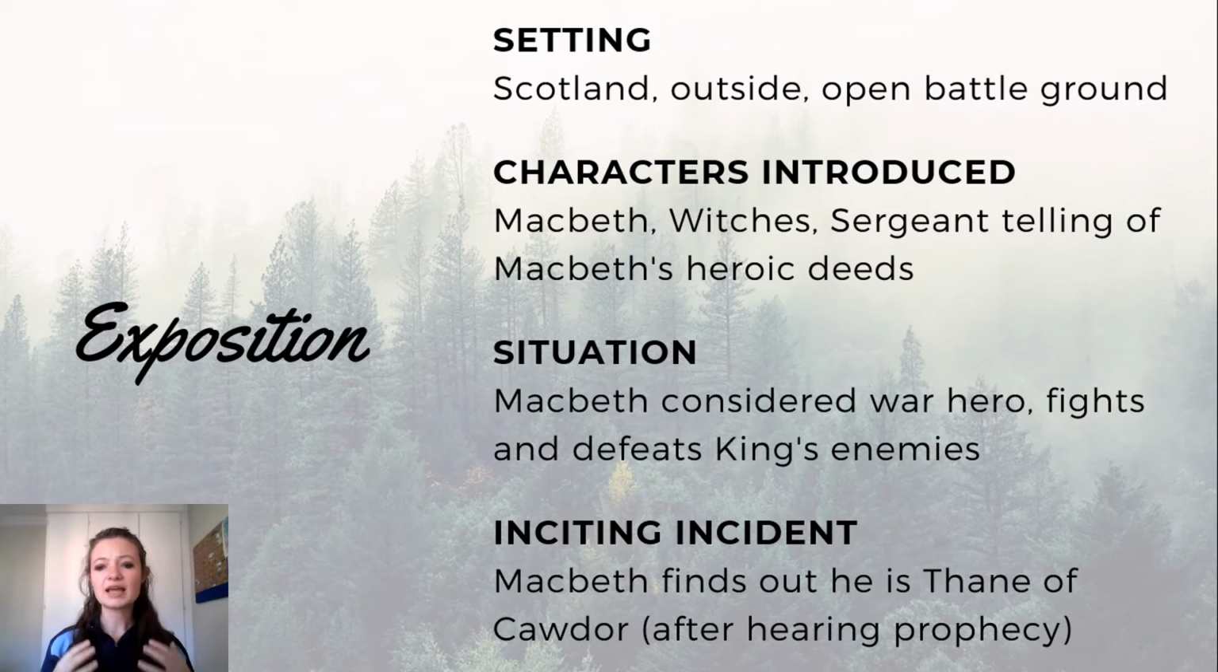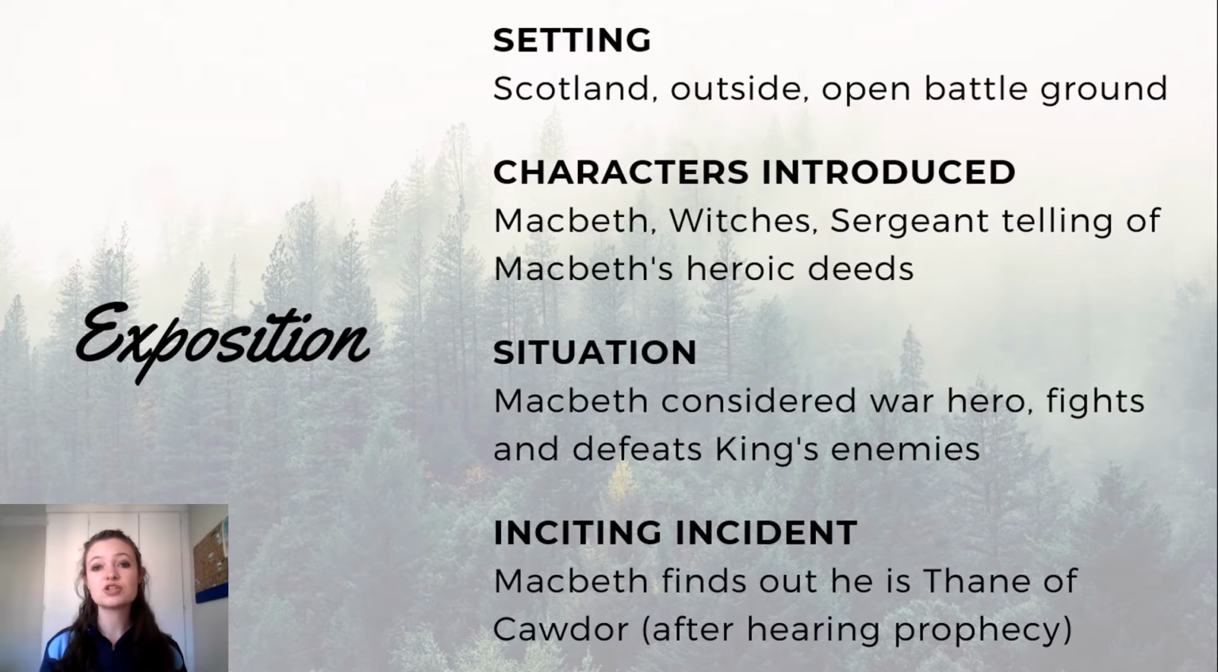So if we look at the exposition of Macbeth, we see first of all the setting is Scotland. We know that it is set in Scotland, and the setting that we are first introduced to is the open battleground outside, where Macbeth and his comrades are fighting against the Irish. And so a good question to ask here is, why has Shakespeare chosen to open up this play on a battleground? What is so significant about that?